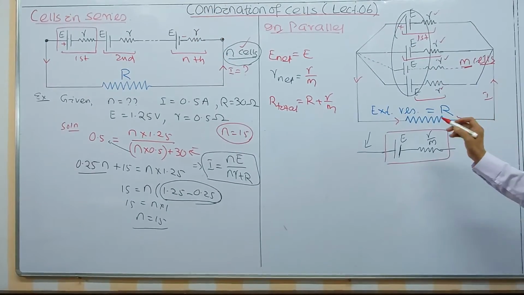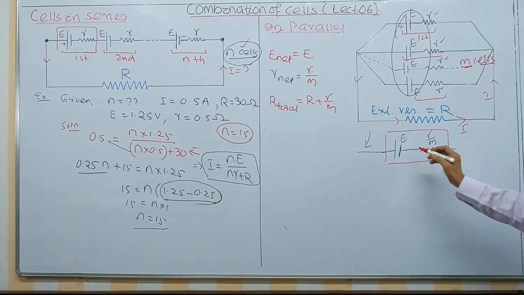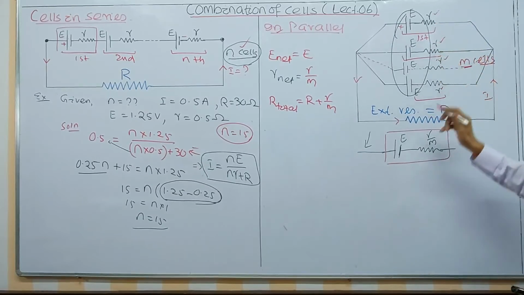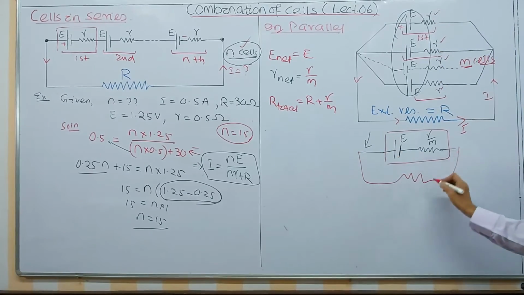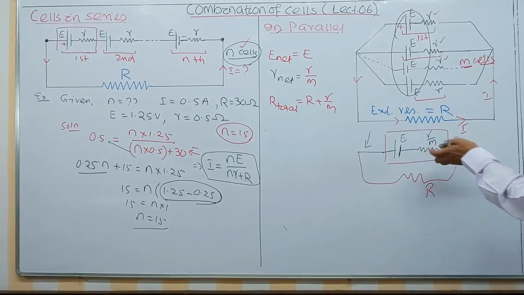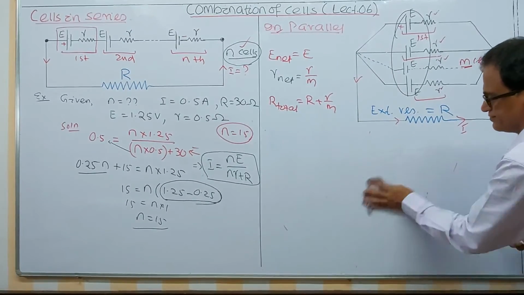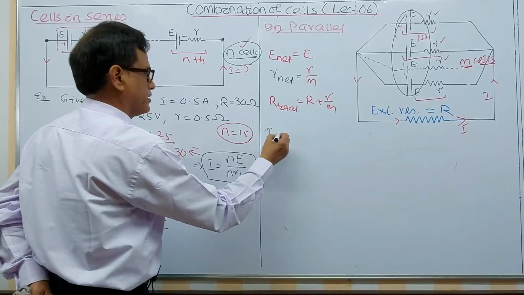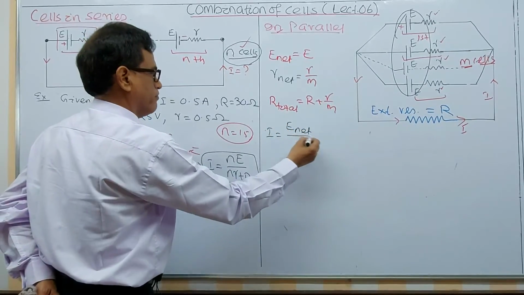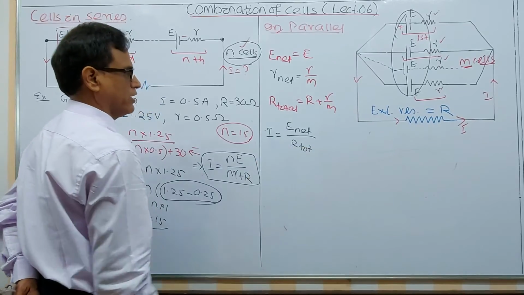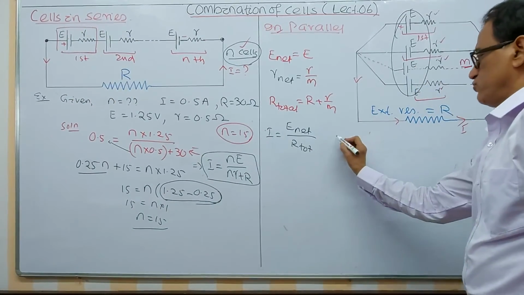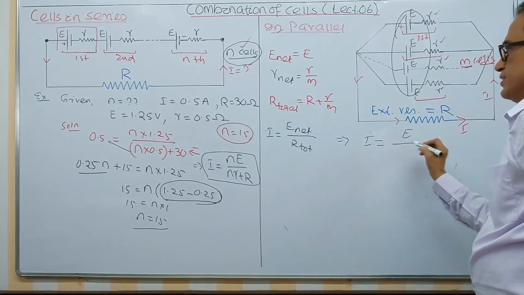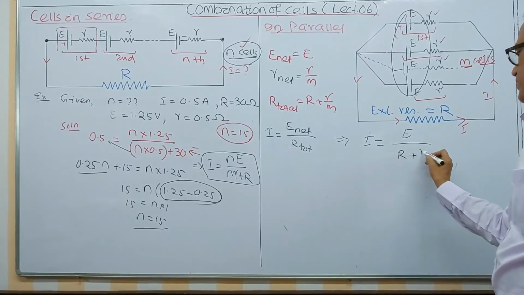Now here I can say E is the EMF of this combination, and R by M is the combination of these resistances. Now here you can connect the external resistance R. Now the circuit becomes like this. That's why I am writing here the net total resistance. The current is equal to E net by R total. That's Ohm's law. Accordingly, you can have the formula: I equals E net by R total, where E net is E and R total is R plus R by M.